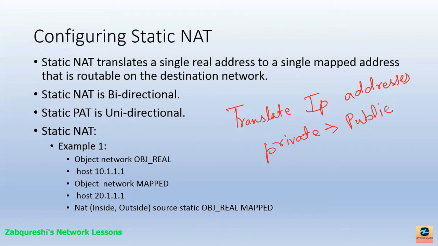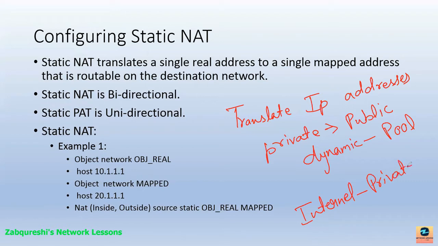Right? Now, the one that we saw was dynamic, and we created a pool of public addresses and all our internal devices with the private IP address used to take one IP address from the public pool and go to the internet, and then the next one from the internal private pool will take the next address, and it will be a dynamic allotment, right?